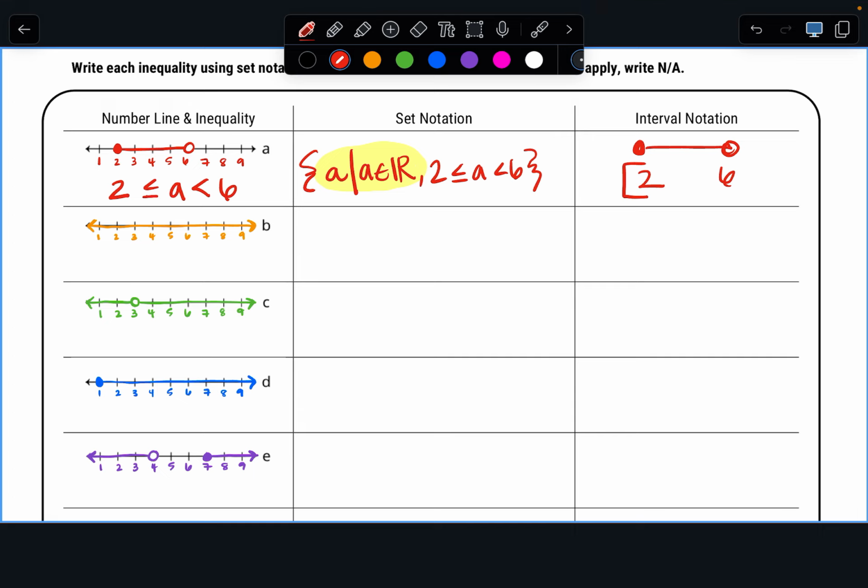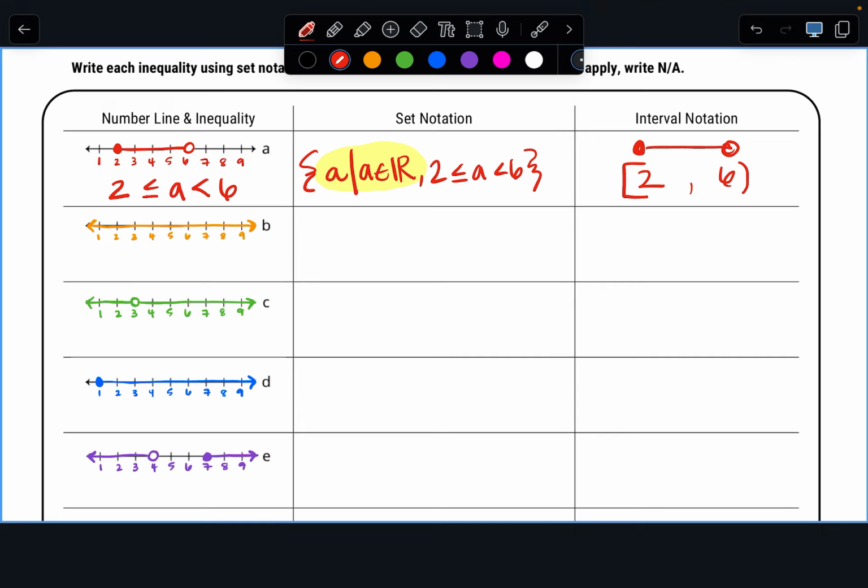For the open circles, they're always going to have a parentheses. So I'm going to put a parentheses around the 6. And the only thing that goes in the middle is a comma. And that's interval notation. Interval notation literally is: look at the number line and state the values that it's starting with and that it's ending with. So it's similar to inequality because you have 2 and 6, but it just makes it a little bit nicer.